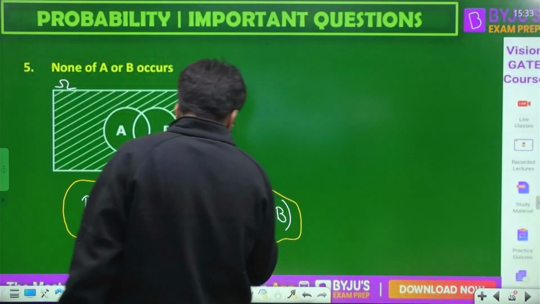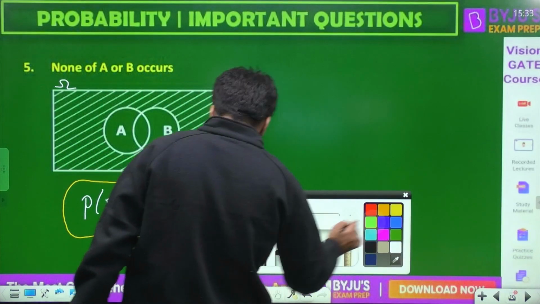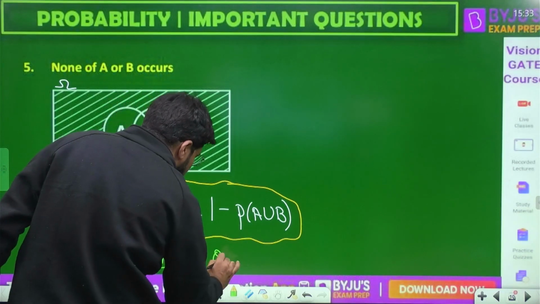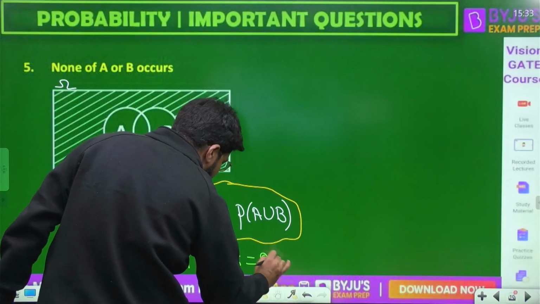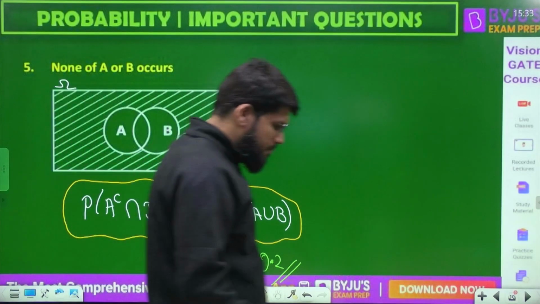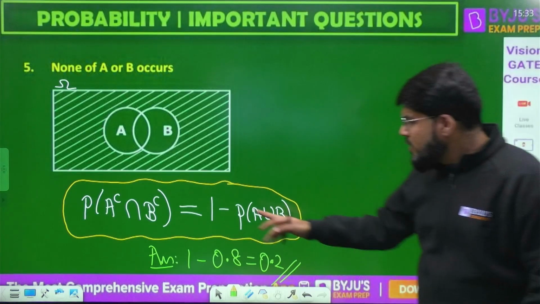Let me write the answer here. The answer is going to be simple. 1 minus, what is the answer we got for A union B? 0.8. So the answer here is 0.2. That is simple. Hope you are getting it. So guys, note down this one.